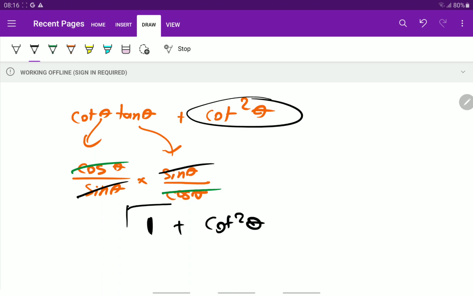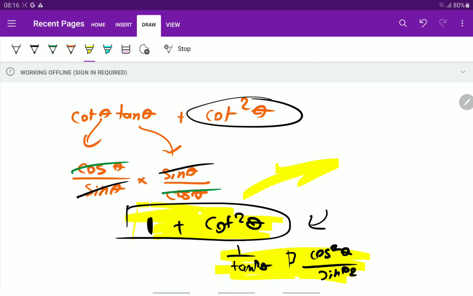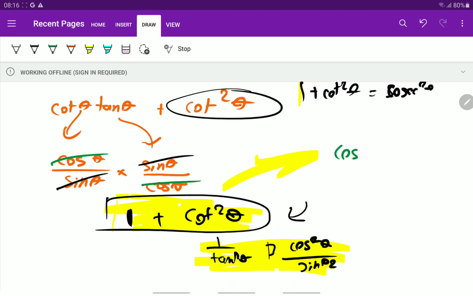Again, we have to observe our answer at every stage. You don't just go and expand the cot squared theta to 1 over tan squared theta and to cos squared theta over sine squared theta. That will result in the wrong answer. What we're supposed to do here, we know that this is another triad. What is it? It's the last one. Remember? 1 plus cot squared theta is equal to cosec squared theta. So the right answer for this one would be cosec squared theta.